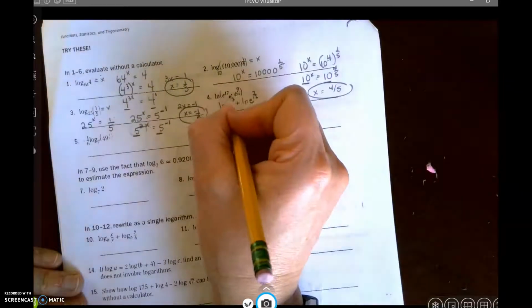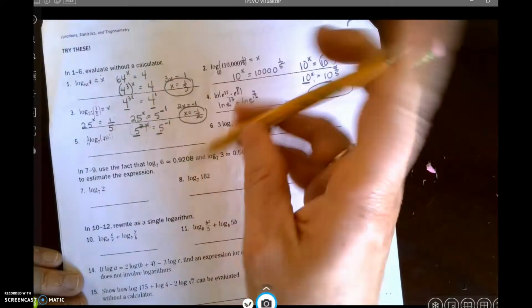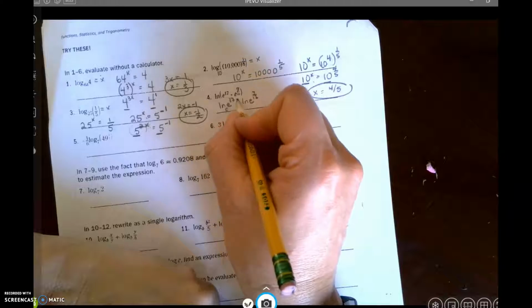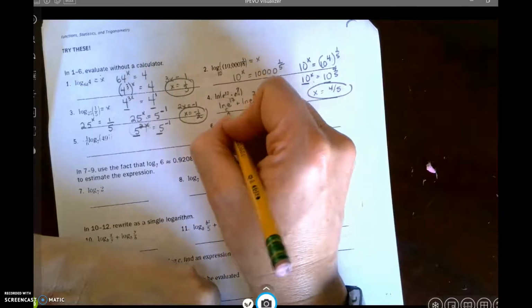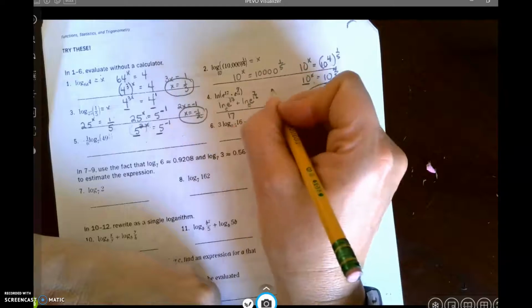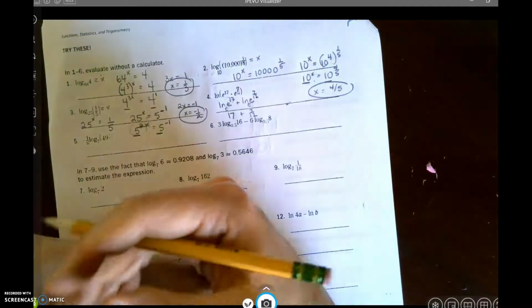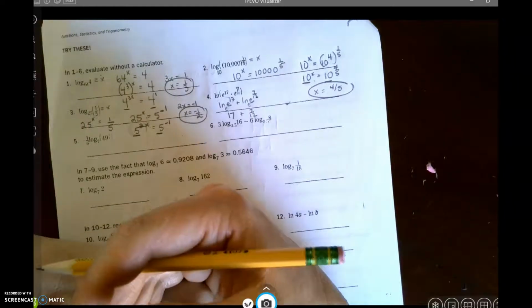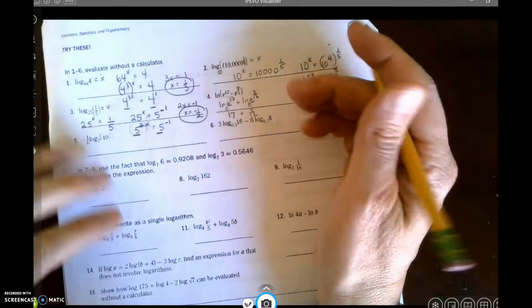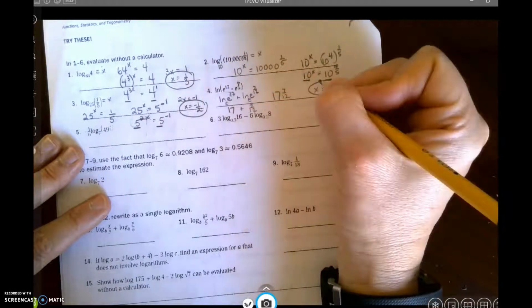I can now move each of these into the front, but you know what? I don't even need to, because this does have a base of e. E to what power is e to the 17th? 17. Remember, this has a base of e. E to what power is e to the 7/12? Well, 7/12. So all I'm doing is saying, what is 17 plus 7/12? I get 17 and 7/12.